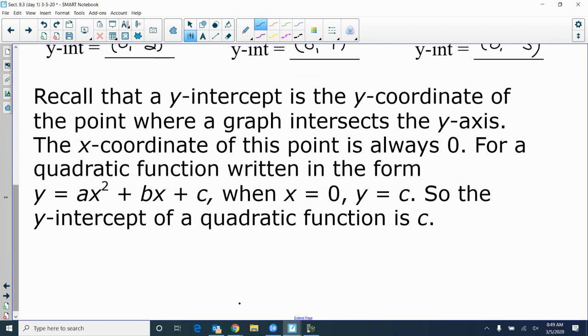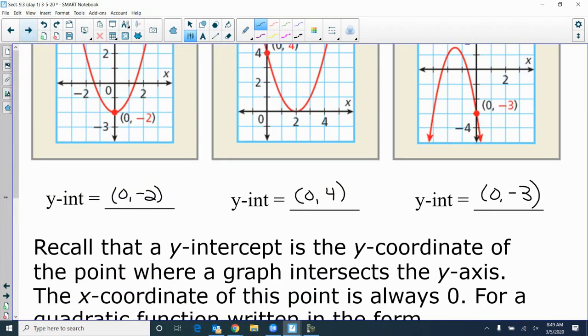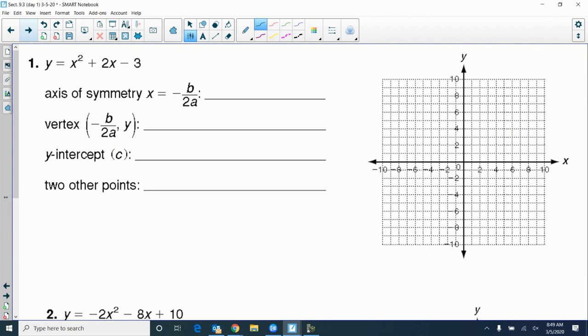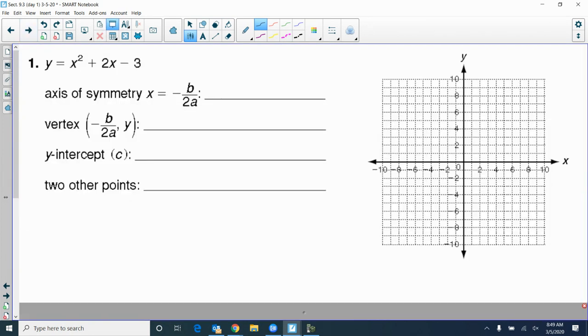Basically, when you plug in 0 for x, it's going to make everything else equal 0 except that last constant. So to find the y-intercept, this shouldn't be that bad. All right, let's go through this one here. Follow these steps. We're going to graph this. There's some certain things you have to have down.